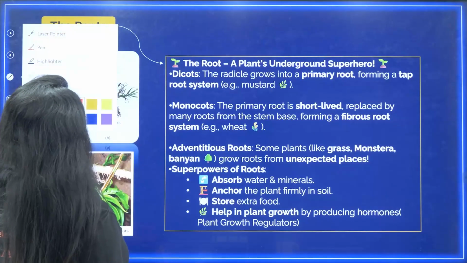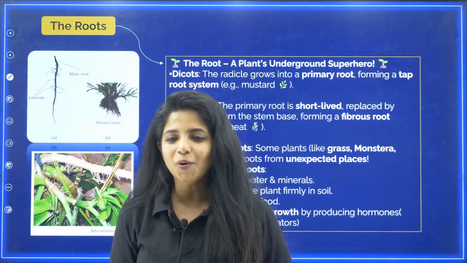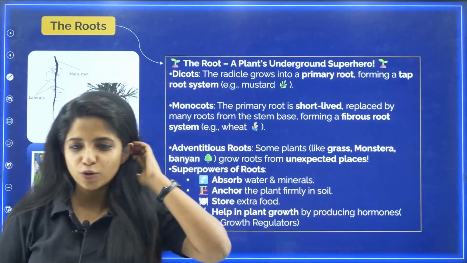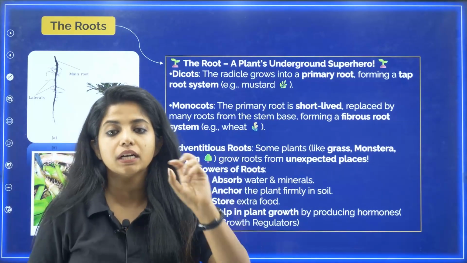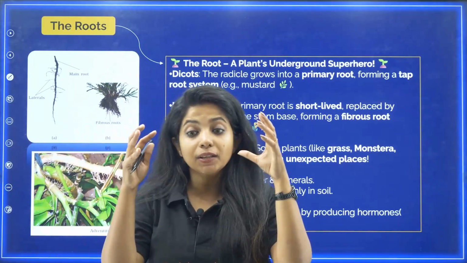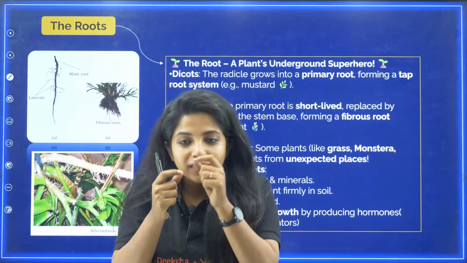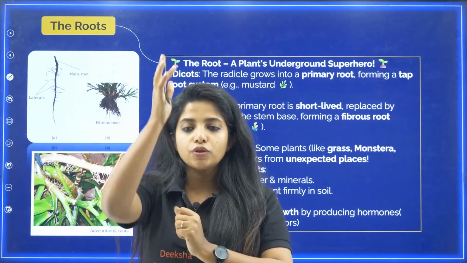The first thing that we have is roots. So roots are what? The plant's underground superheroes, my dear children. So you know dicots and monocots are there. Dicots means the ones that have 2 cotyledons. The cotyledons are the ones that will be providing nourishment for the embryo within, so that it can give rise to the shoot and the root.